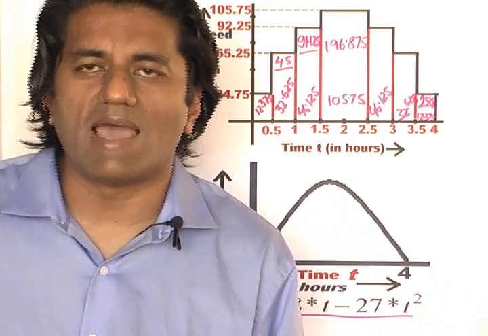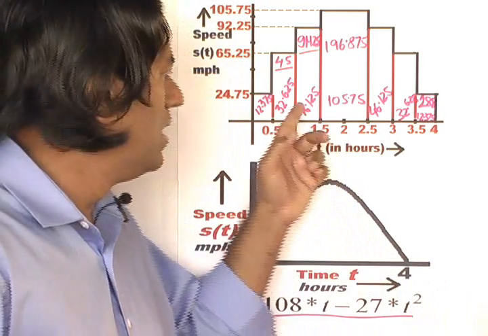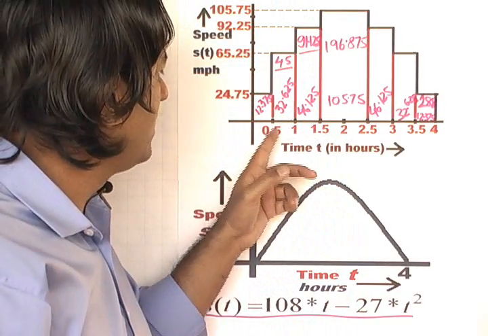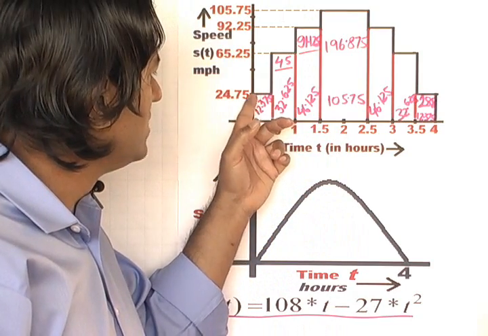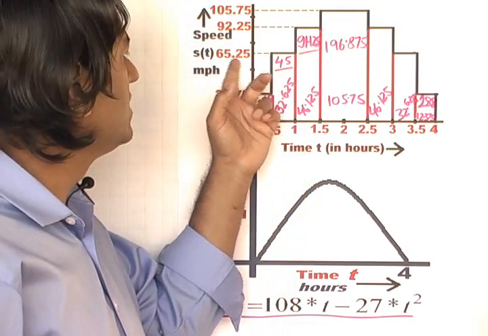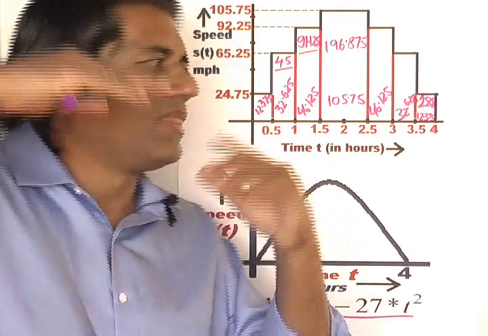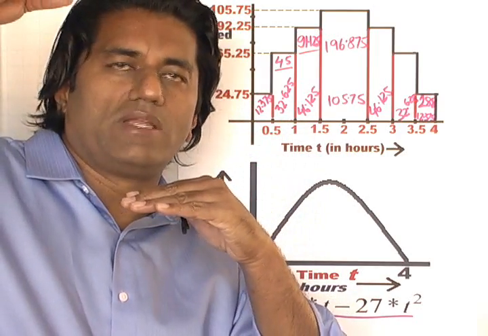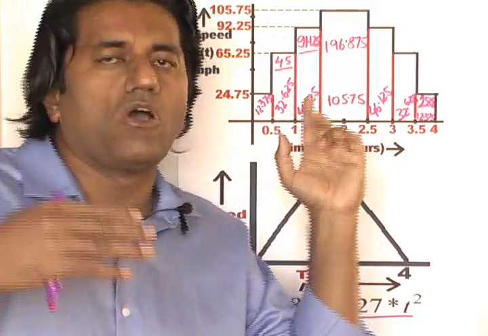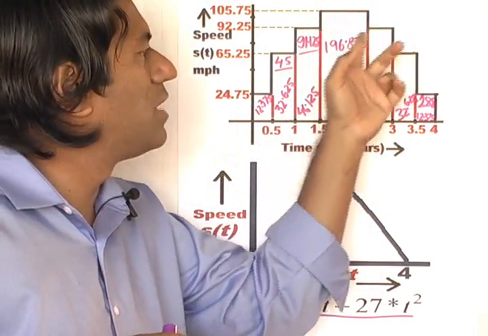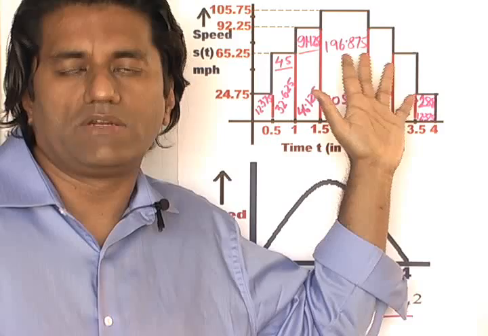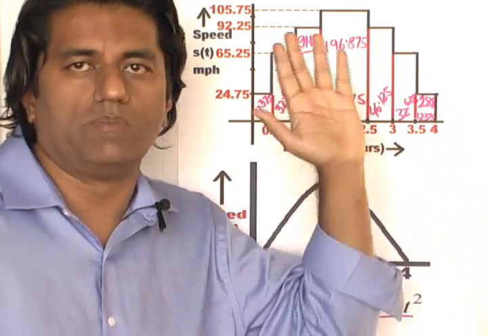Now immediately note that this is what we call a continuous function. This was not a continuous function. This was kind of jumpy. At time half an hour, the speed was 24.75, but immediately afterwards, it became 65.25. So there was this discrete jump from 24.75 to 65.25, and then from 65.25 there was a jump to 92.25. So if this is a function of speed with respect to time, we call this a discrete function. It's not a continuous function because it jumps.